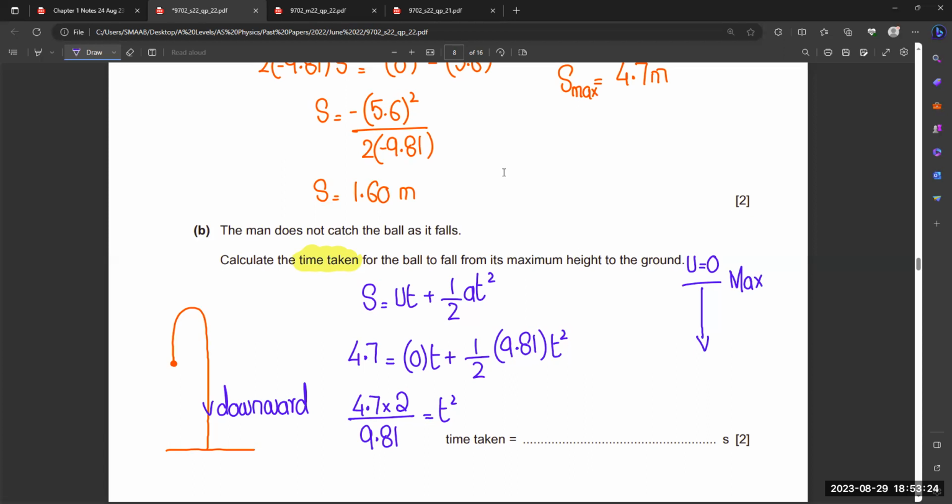Because once you do the division, you're going to get 0.958. When you take the square root of it, you're going to get 0.978. So you just round it to 0.98.